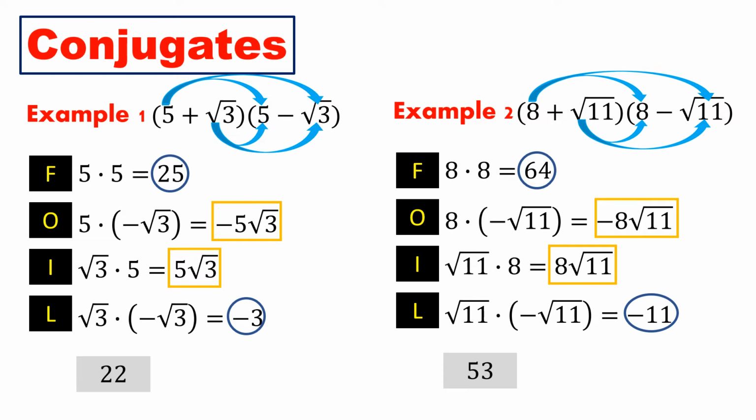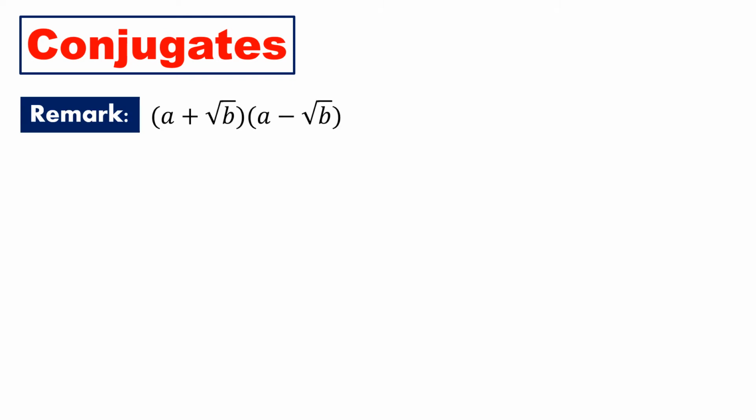What do you notice about the two examples? When we multiply conjugates in this form, where a and b are elements of the set of real numbers, and b is greater than or equal to 0, the radicals would always cancel out each other. We can actually show that this works every time.